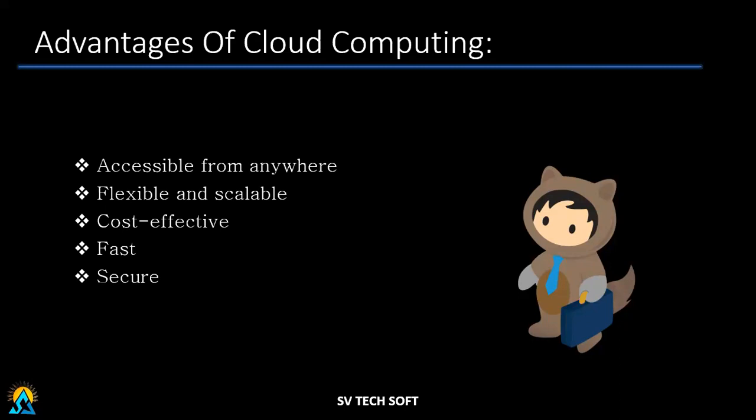Here, the first one is accessible from anywhere. Wherever you are, you can access the particular software or hardware, but the compulsory requirement is internet. Without internet, you cannot do anything on the cloud service. It must require internet. From where you are, from which device you join, doesn't matter. You can access the software or hardware through the internet.